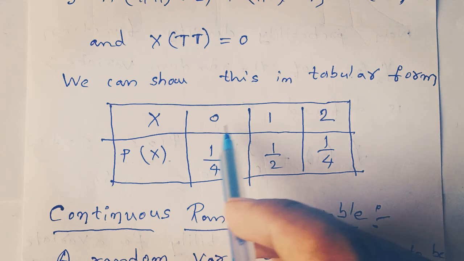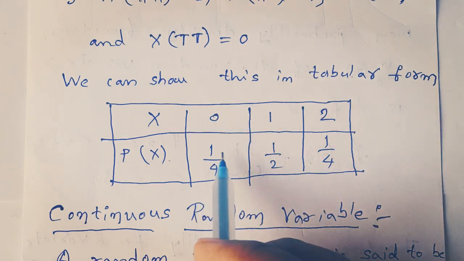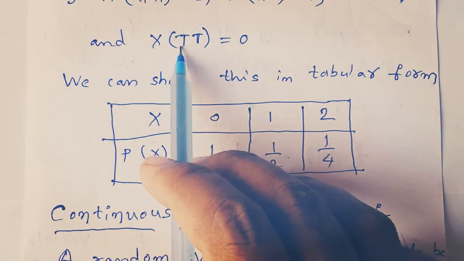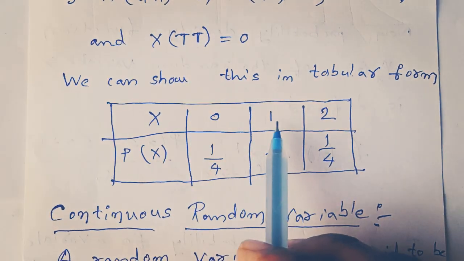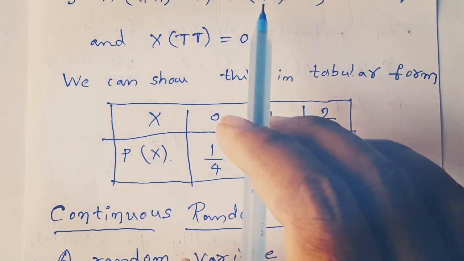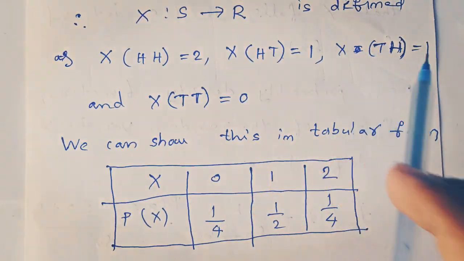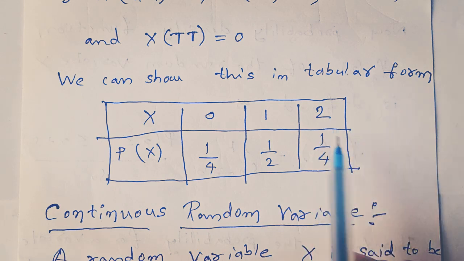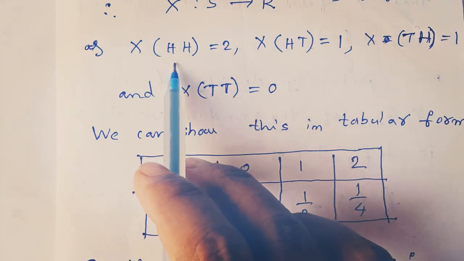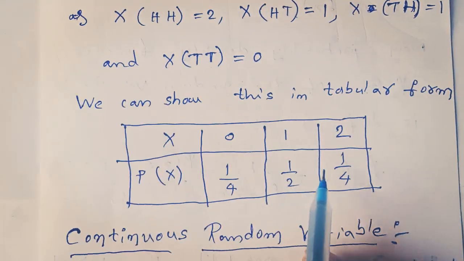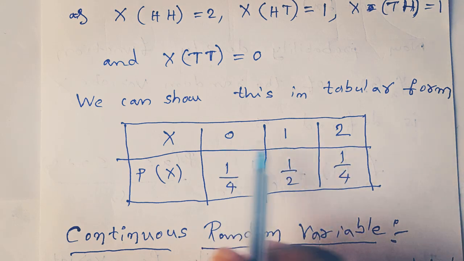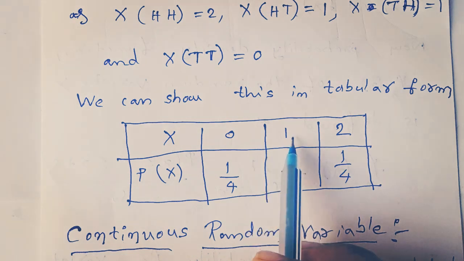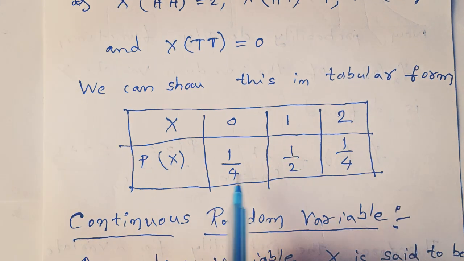Okay, for these 3 cases we have to find the probability. The probability for getting 0 heads is the probability for getting TT, the probability for getting 1 head is the probability for getting HT or TH, and the probability for getting 2 heads is the probability for getting HH. Okay, these are the only finite cases: 0, 1, 2. Therefore for the finite number of elements we have to find the probability.